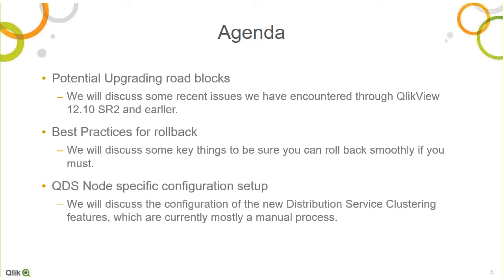And then lastly, I'm going to cover the new distribution service node specific configuration. Right now it's a manual process. There's an XML file that you have to rename and then change your settings in there. R&D will be improving that feature in upcoming releases, but for right now it is a manual process. So I'm going to walk you through how to do that and cover some of the basics and give you a little overview of how I see it impacting your environments and how it might help customers with QDS cluster setups. And with that, let's go into the roadblocks.